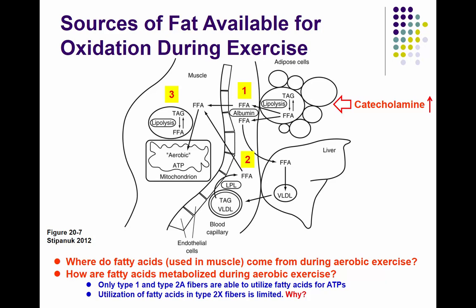And what about type 2X fibers? Are type 2X fibers able to use fatty acids for energy? Yes or no? No, right? You said no. Because, again, lack of mitochondria, right? Or not, because not 100% lack. I mean, the type 2 fibers have less mitochondria, so they have a lower oxidative capacity. Okay.